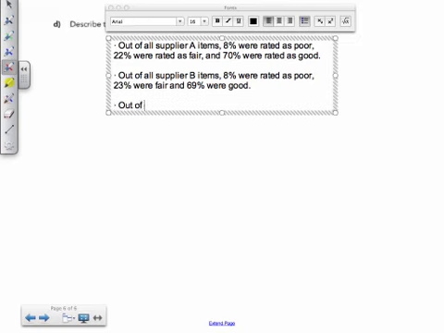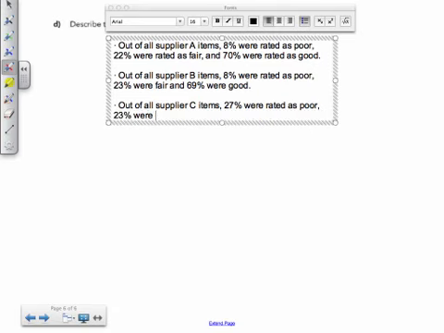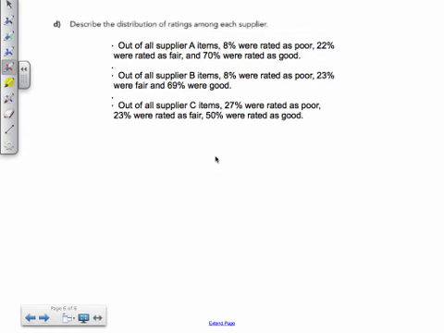So for supplier C, out of all of their items, supplier C items, 27% were rated as poor, 23% were rated as good, or excuse me, as fair, and 50% were rated as good. So just by doing this, it's very clear that supplier C's items are not as good as supplier A and supplier B items.